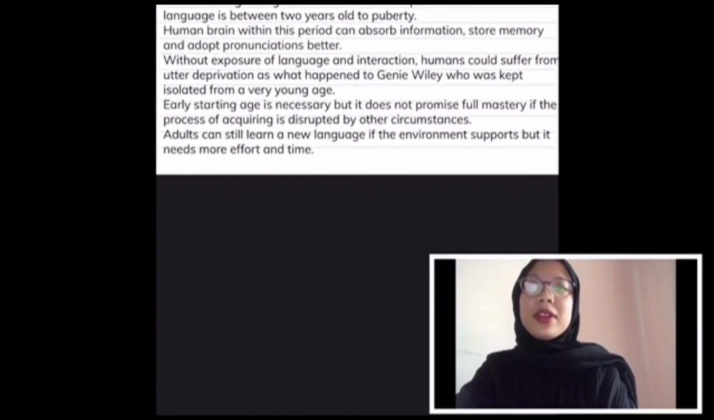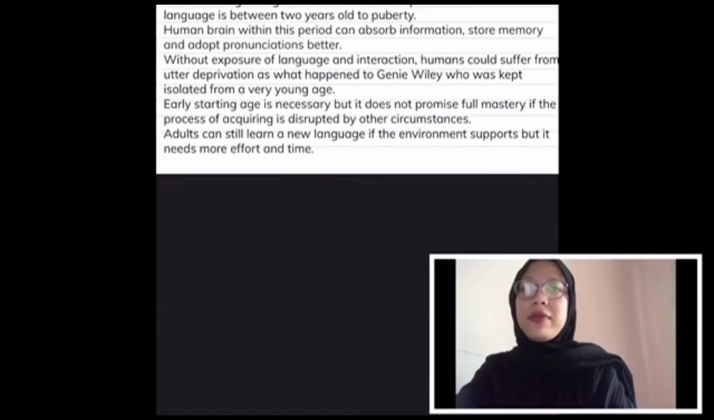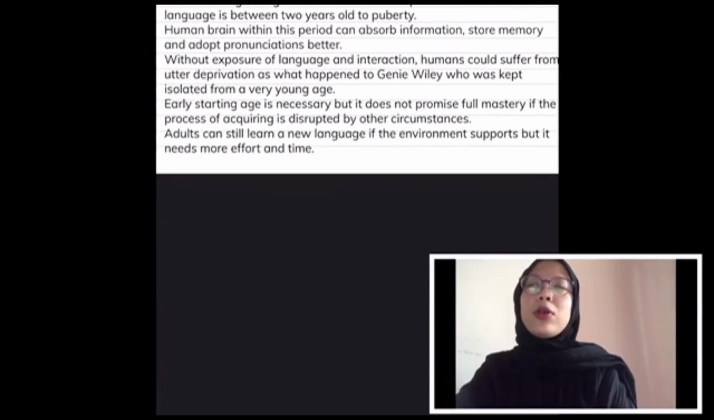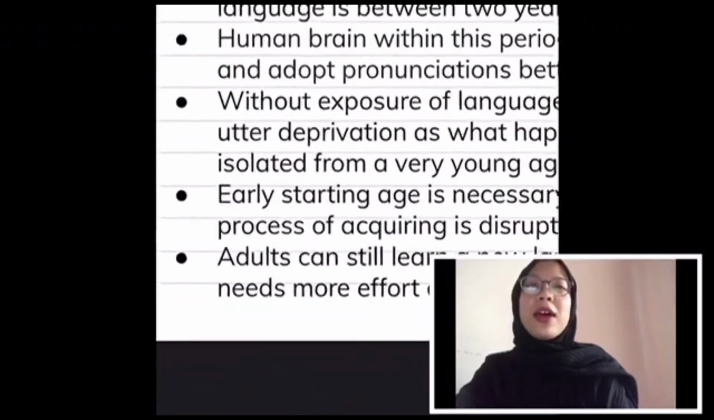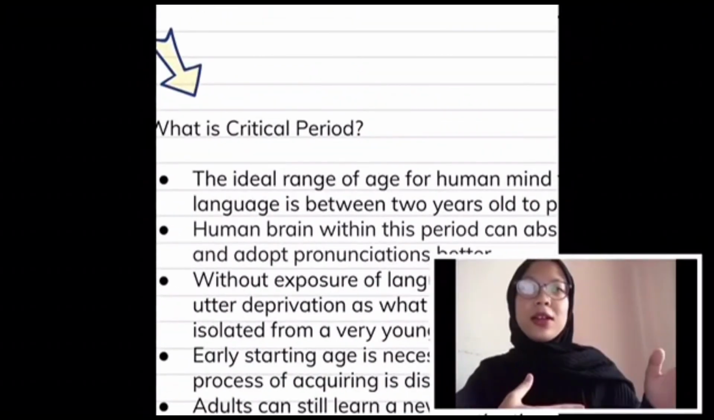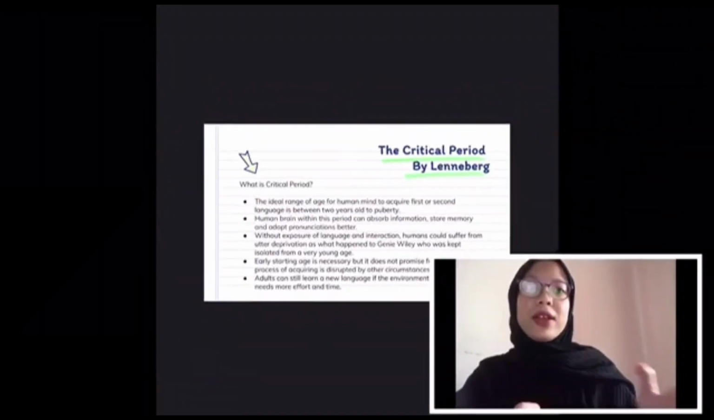But nevertheless, adults can still learn a new language if the environment supports, or if she or he has worked or lived in a foreign country for years and fully adapted to the language spoken in that particular country. But it still needs more effort and time compared to a child.